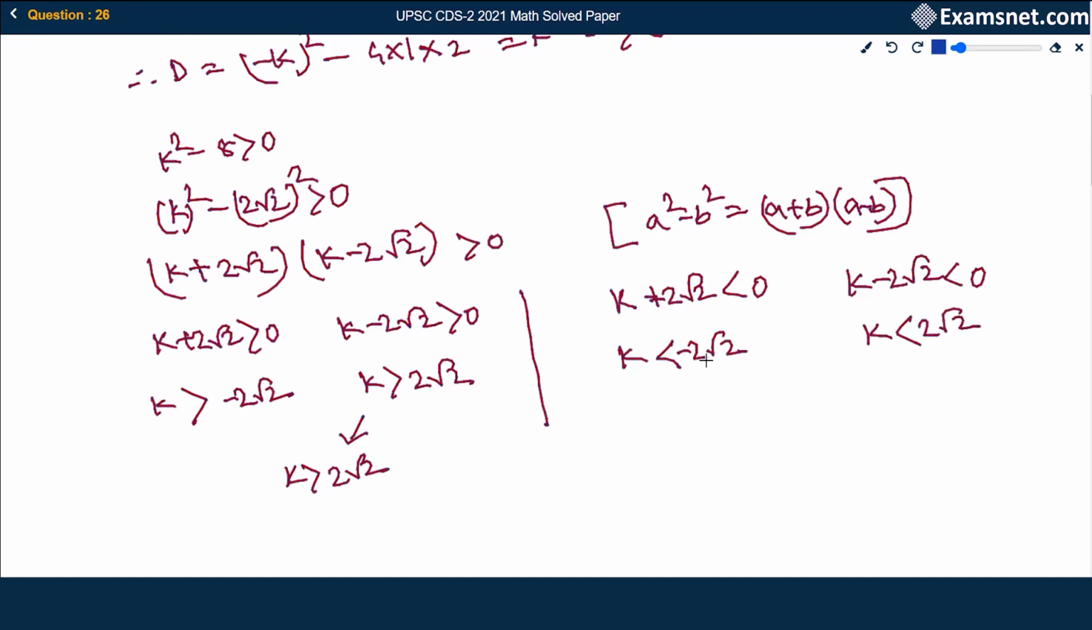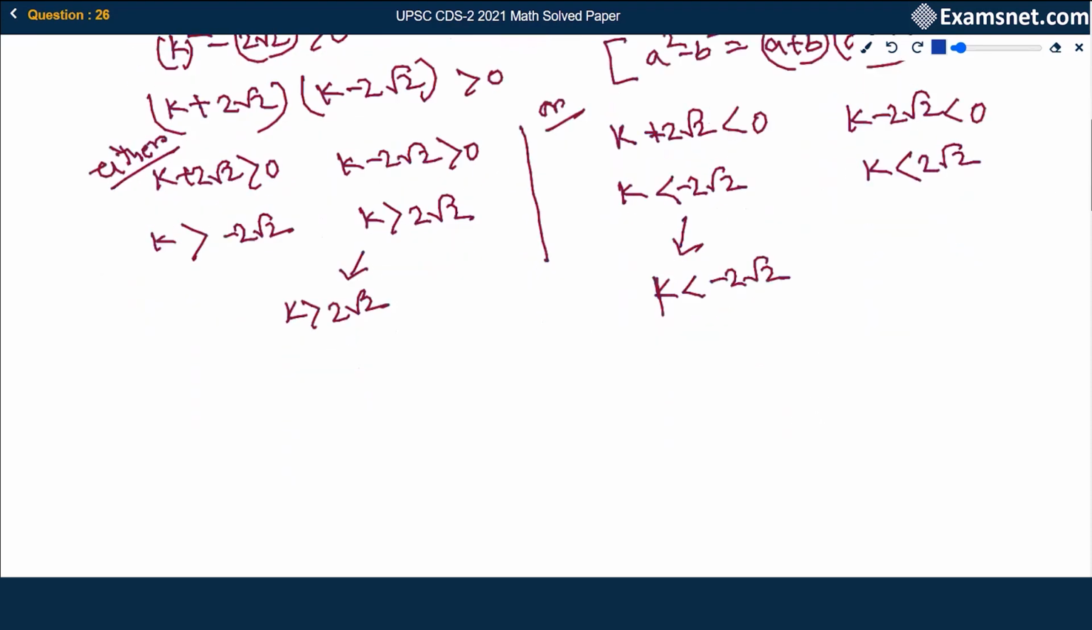So if k is less than negative 2 root 2, then obviously it is a negative number and that is less than any positive number. So from here the final value we will take is k less than minus 2 root 2. So either this case will be true or this case will be true.